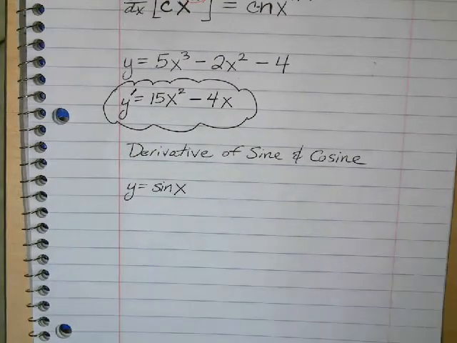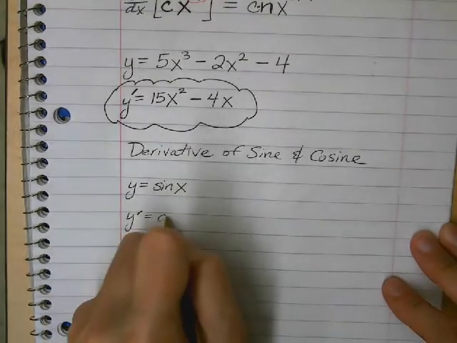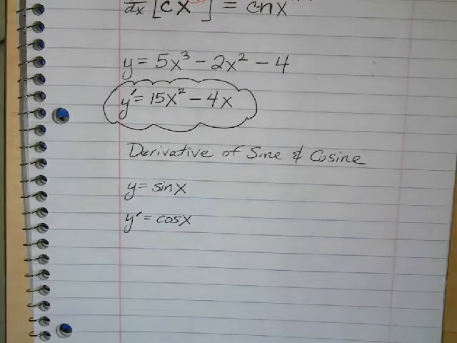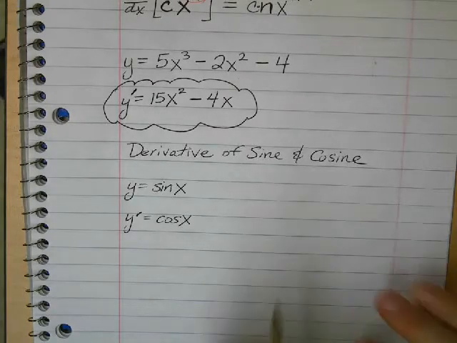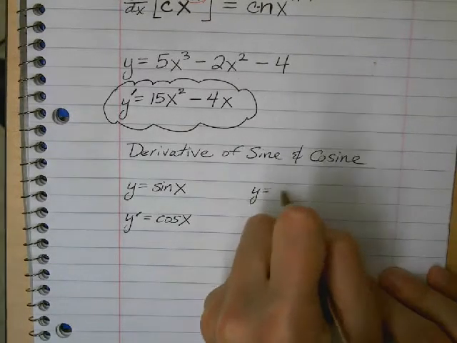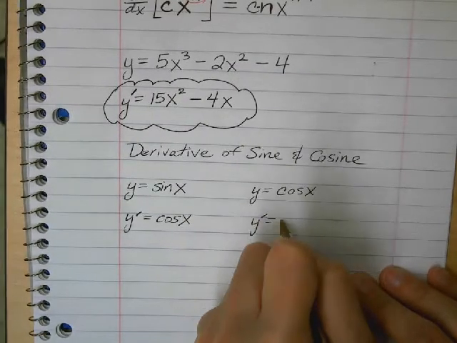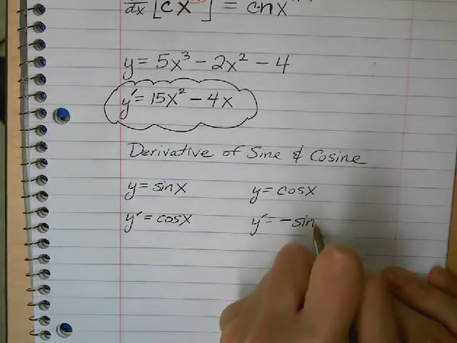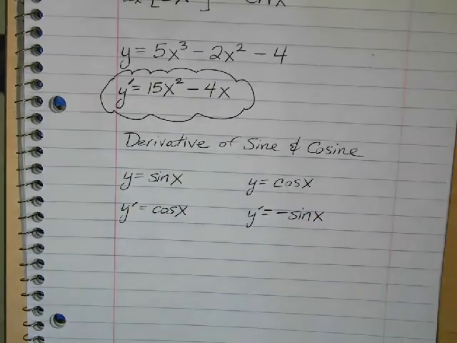What's the derivative of sine? It's actually super easy. It is cosine. The derivative of sine is cosine. Is it the same the other way too? Not quite. The derivative of cosine is negative sine. That one you have to remember, it's going to be negative sine. Derivative of sine is cosine. Derivative of cosine is negative sine.